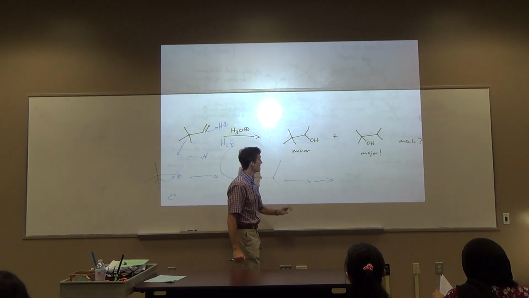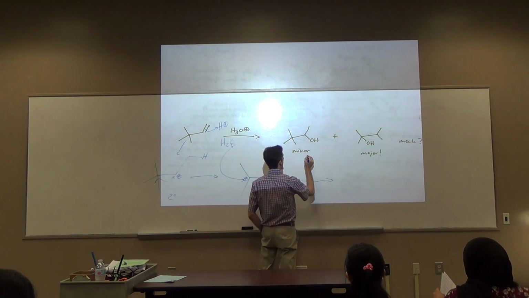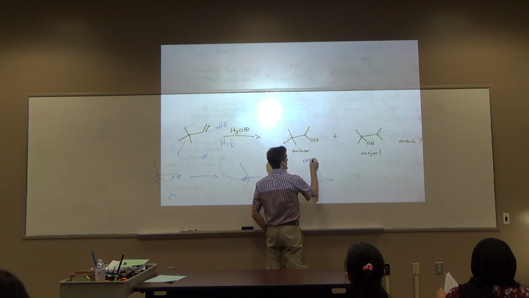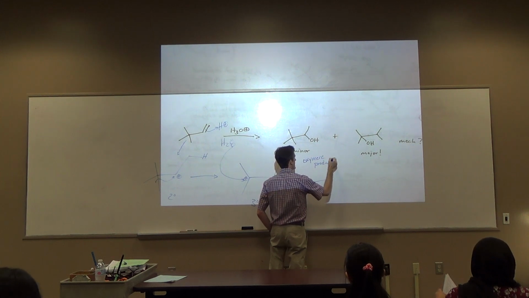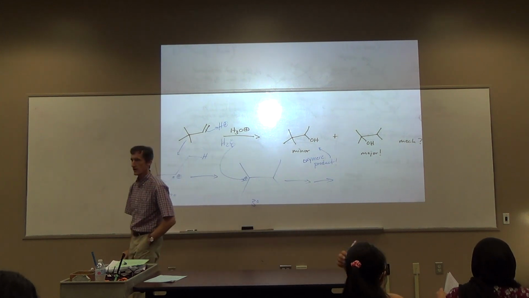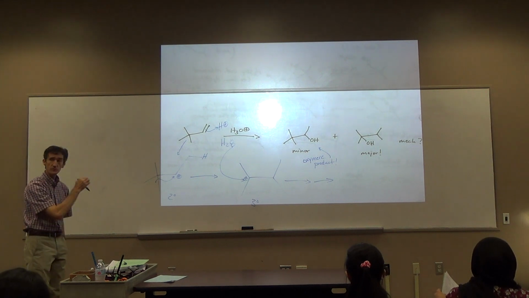And this is actually a minor product. Now, this product, later on we will do oxymercuration. Oxymerc. That would be another way to hydrate alkenes. And when we hydrate that way, you don't get rearrangements. And if you don't get a rearrangement, the minor product would indeed be the major product. Okay? So you can go ahead and put that in your notes, and we'll see that later.